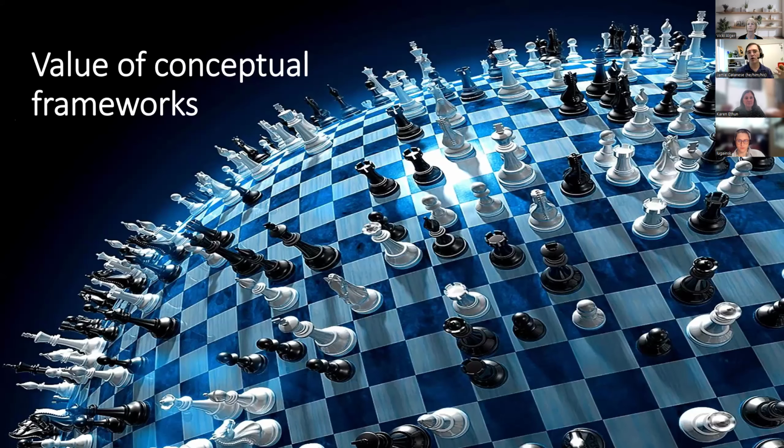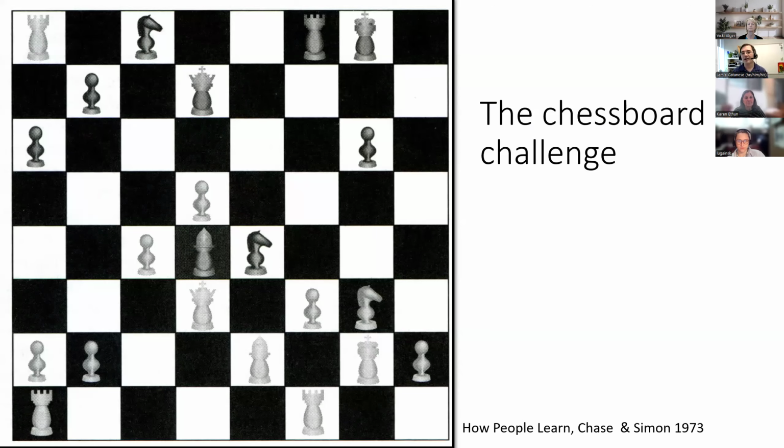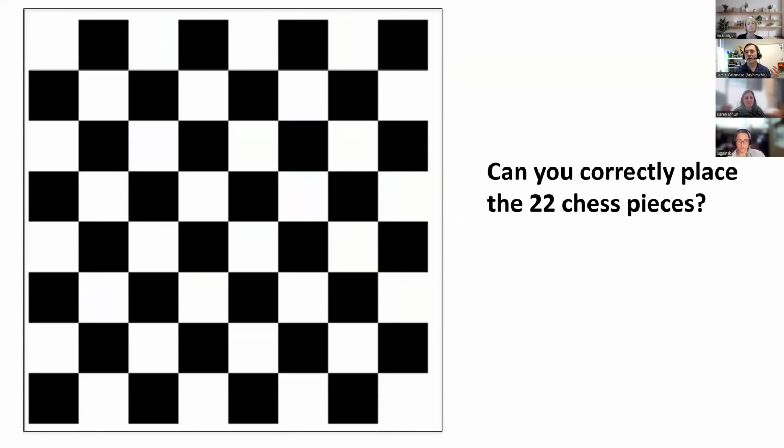And so that's the value of a conceptual framework. A classic example is called the chessboard challenge, where, for those of you who may play chess, you may look at this. There are 22 pieces on the board, and if you play chess, you know that all of these pieces are in the correct place. So could you correctly place those?